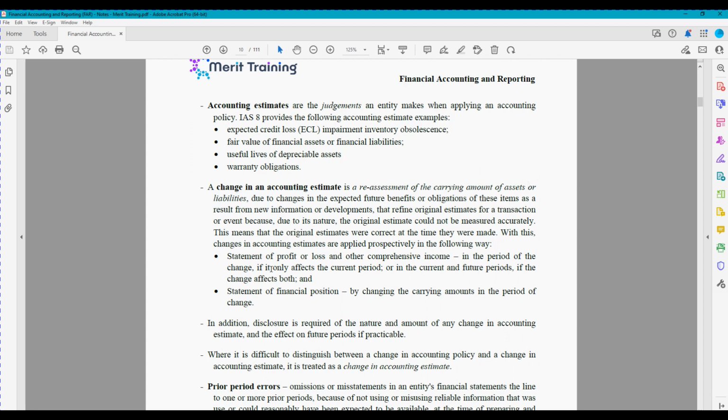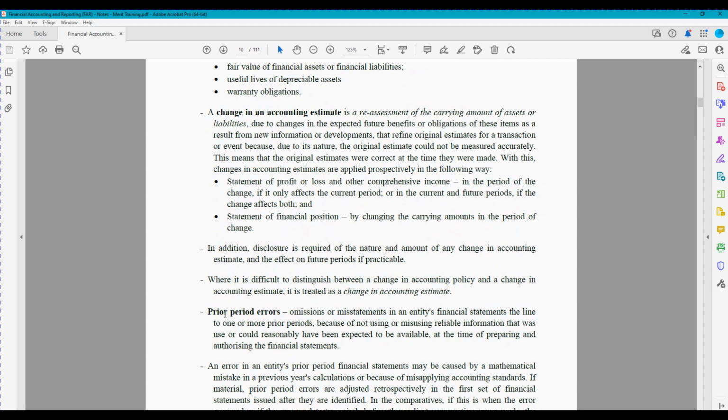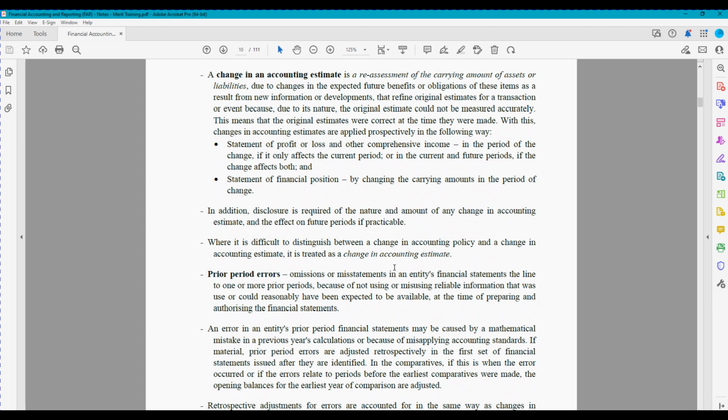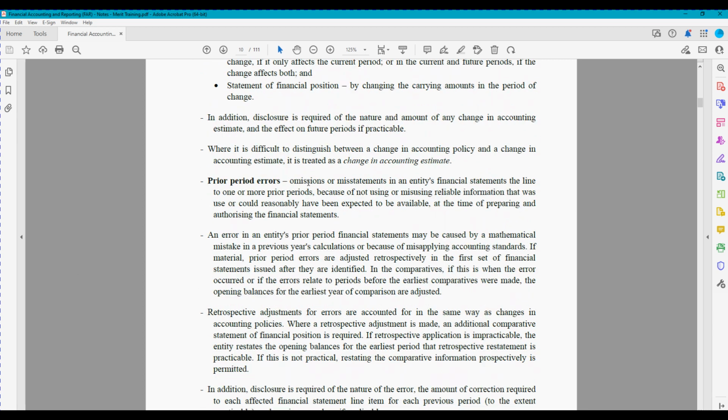So that's a reassessment. And this is a big difference to an error, right? Because an error is where we went back and we said 5 years. And why did we say 5 years? Oh, that was the junior accountant. It shouldn't have been 5 years. So this is an omission or misstatement. In the example I gave, it would be a misstatement relating to one or more prior periods because of not using or misusing reliable information at the time of preparing and authorizing the financial statements.